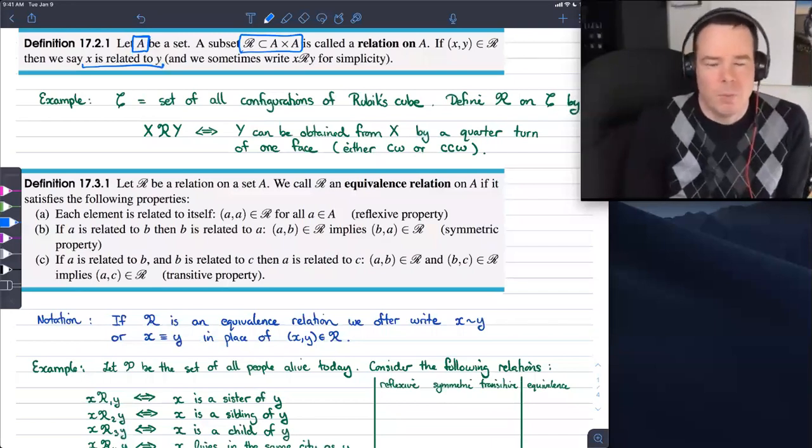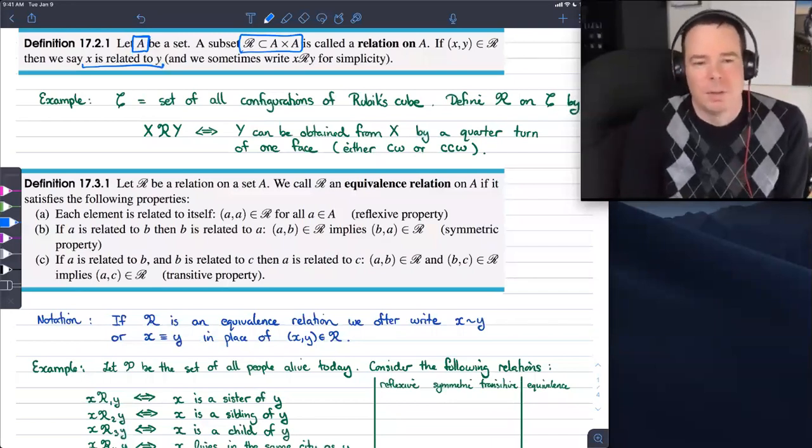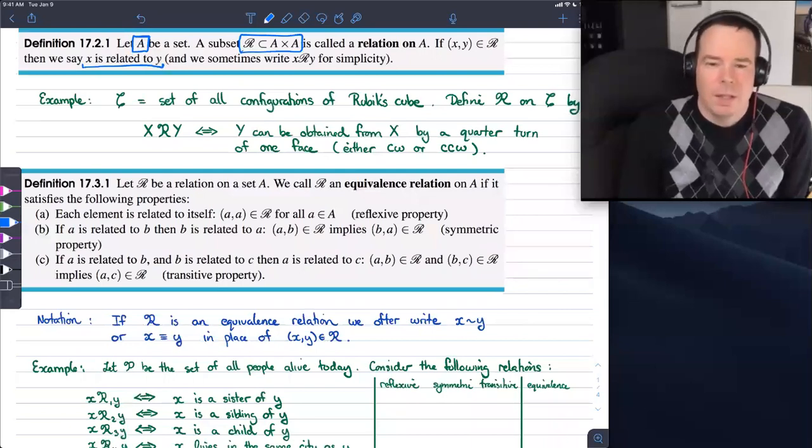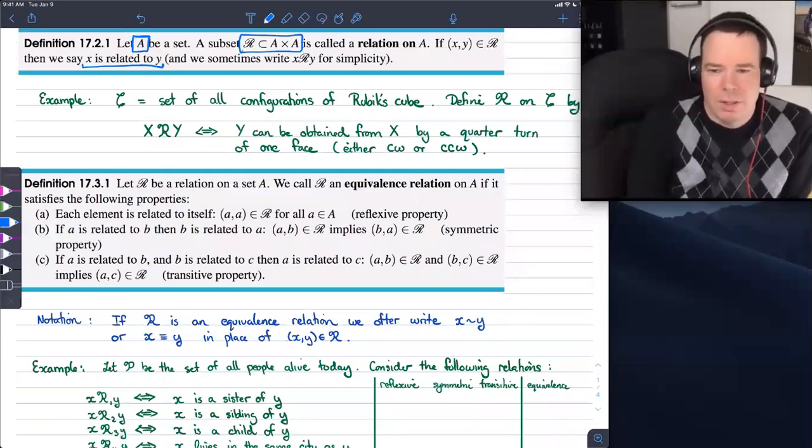And that is, I want an element to be related to itself. And I also want that if A is related to B, then I also want B to be related to A. So I want symmetry involved. If I have those three conditions, we call that an equivalence relation. So for us, our focus is going to be on equivalence relations.